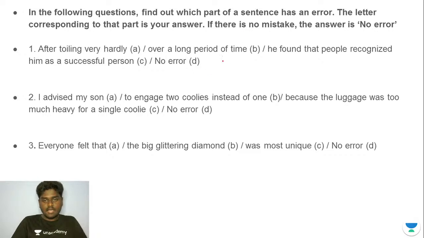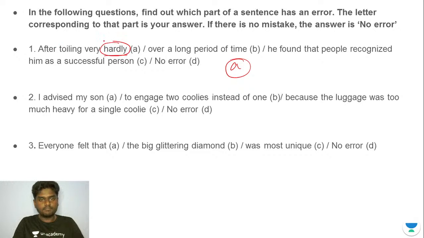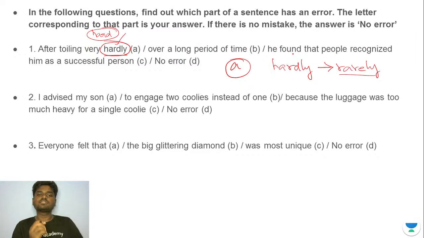If you see this, definitely I would say the error is with part A. Where exactly? The adverb hardly should not be used here. It should be replaced with the adverb hard. Why? Because if you try to see this, after toiling very hard over a long period of time, he found that people recognized him as a successful person. Here, hardly means rarely, occasionally, but that term doesn't appropriately fit in the given sentence. So definitely this hardly should be replaced with hard. So the error is with option A. Clear? Very good. We'll go for the second one.